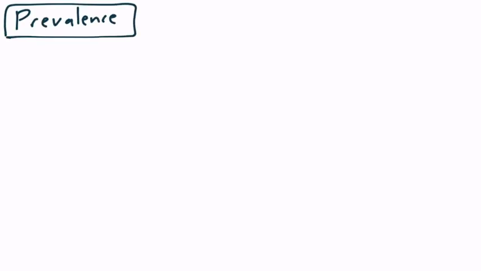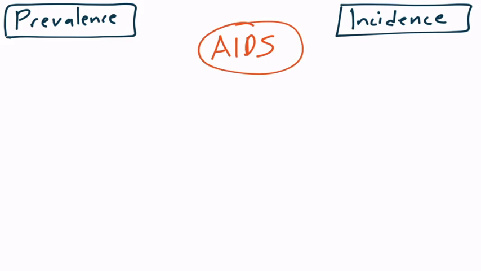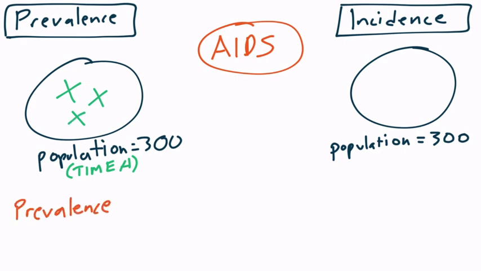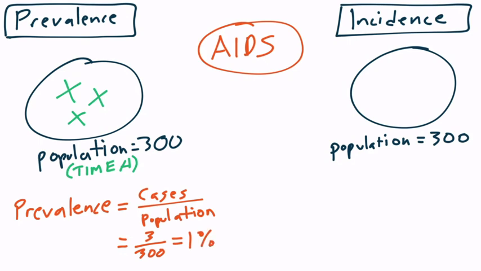Now let's say we are trying to find the prevalence and incidence of AIDS in a population of 300 people. To find the prevalence, we merely count the number of AIDS patients at any single point. And let's say that the point in which we are looking for prevalence is time A. And at time A, there are 3 AIDS patients in this population. So the prevalence of AIDS is the total number of cases divided by the total population, which is 3 divided by 300, which is 1%.